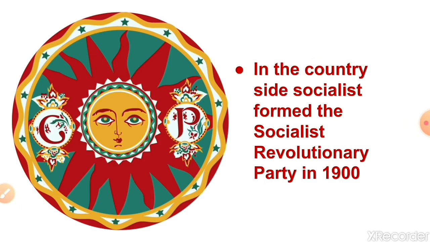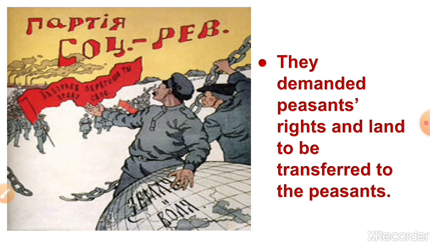In the late 19th century, socialists were active in the countryside. In 1900, the Socialist Revolutionary Party was formed by them in the countryside. Remember this. This party fought for peasants and their rights, and they demanded that land which was owned by the nobles be transferred or given to peasants. This was the demand of the Socialist Revolutionary Party in the countryside.